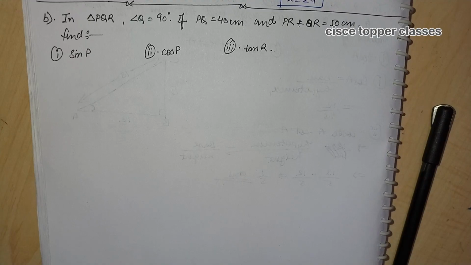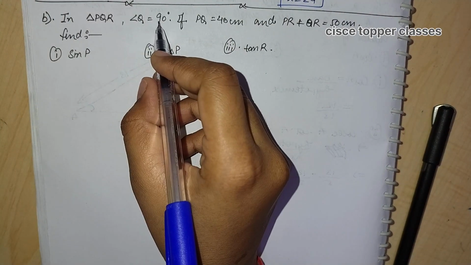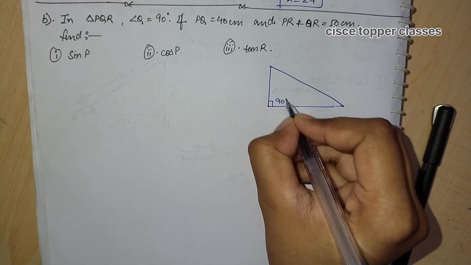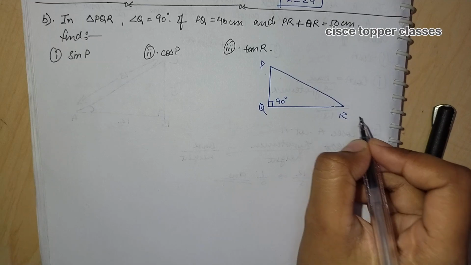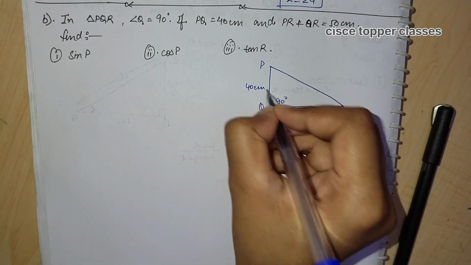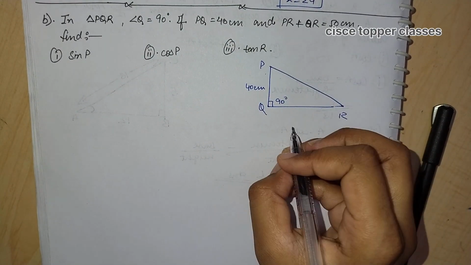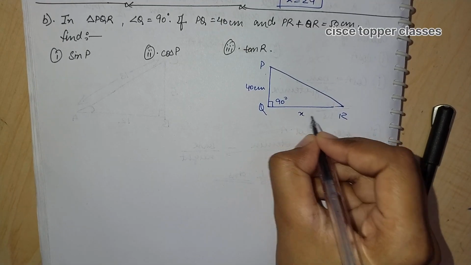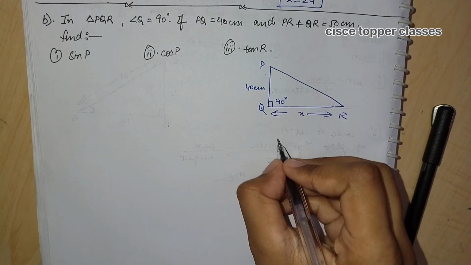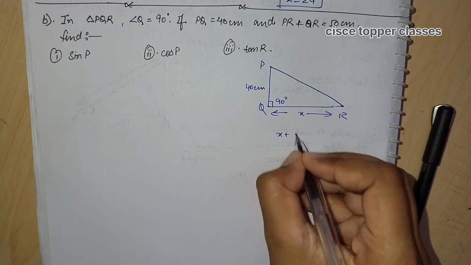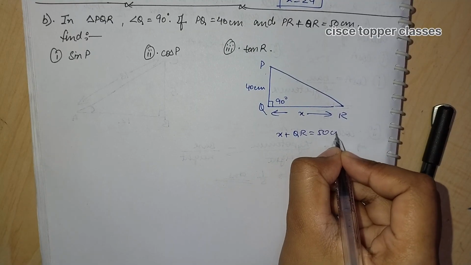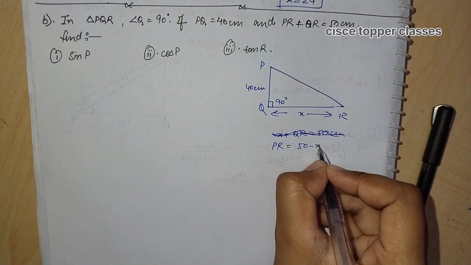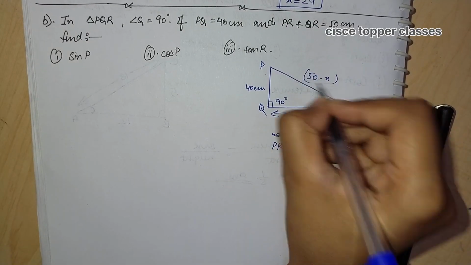Now let us solve here sixth second part. In triangle PQR, angle Q is 90 degree, means let the triangle here PQR be like this. Angle Q is 90 degree, and PQ is given as 40 centimeter to us, and PR plus QR is given as 50 centimeter. Let QR as X we will let. So from that we can put X plus PR is equal to 50 centimeter here. Oh sorry, here it will be PR is equal to 50 minus X.